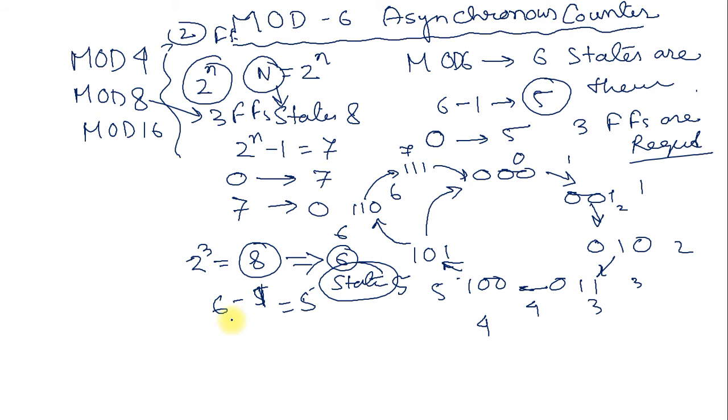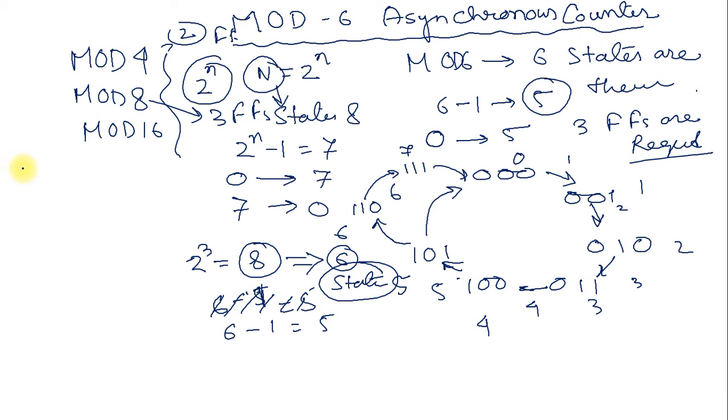So we should modify this mod 8 counter to 6 states. How much maximum count is possible through this? Maximum count possible is 6 minus 1, that is 5, so it can act as an up counter or down counter. The initial condition is 0, then 1, 2, 3, 4, and after 5 we should come again to 0.